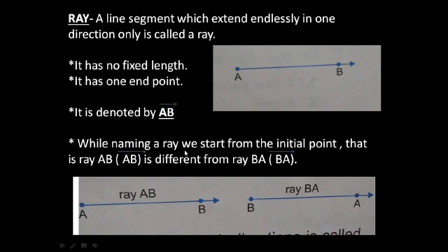While naming a ray, we start from the initial point. Initial point means fixed point. We write first and then we write the point which extends endlessly. For example, you can see here ray AB. Ray AB, first we will write A which is fixed and then B which can be extended. So ray AB is written in this way. In the second figure you see B is written first because the point B is fixed, and then we will write A because in A point we can extend it.